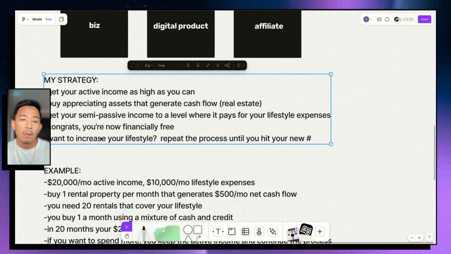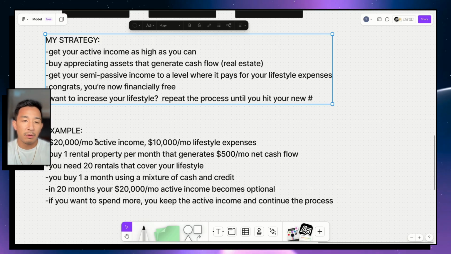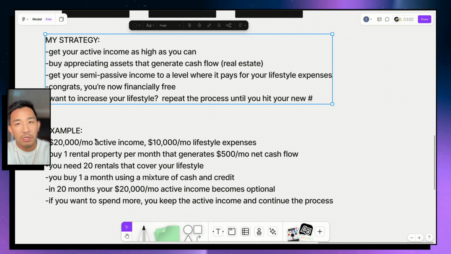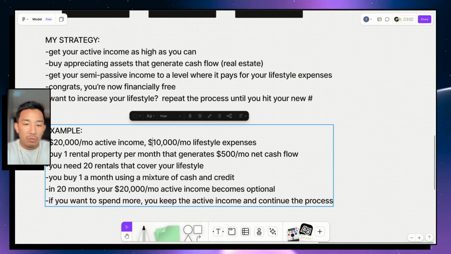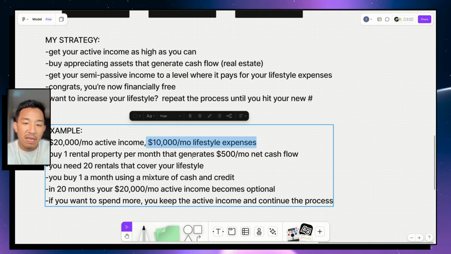So an example, let's just say you have a job, right? You're in tech, you're an engineer or something. You generate $20,000 a month in active income. You have $10,000 a month in lifestyle expenses. So your goal is to buy enough appreciating assets and get the cash flow from your semi-passive income and maybe passive income sources up to a level where it's paying this $10,000 a month lifestyle expense.